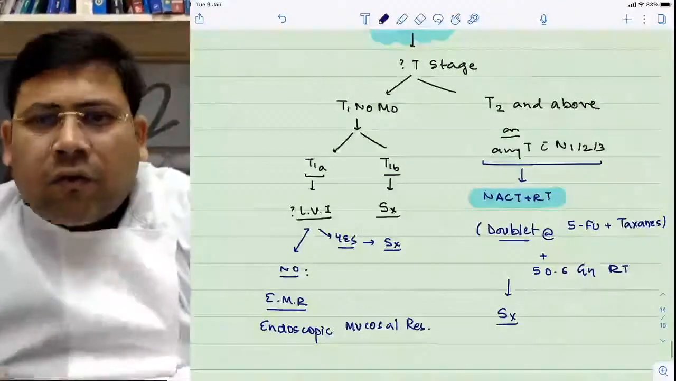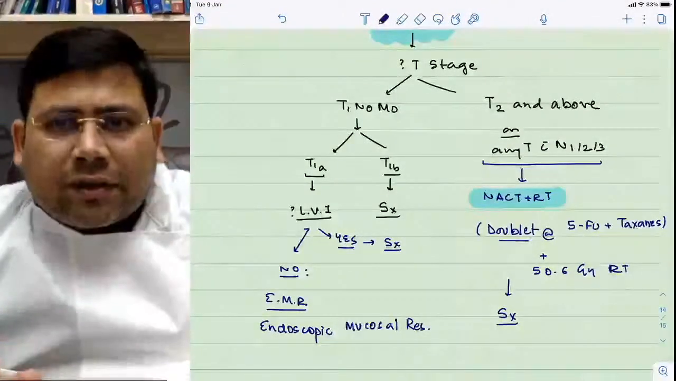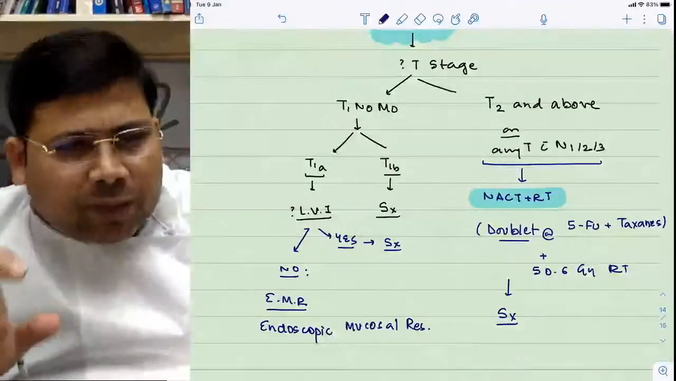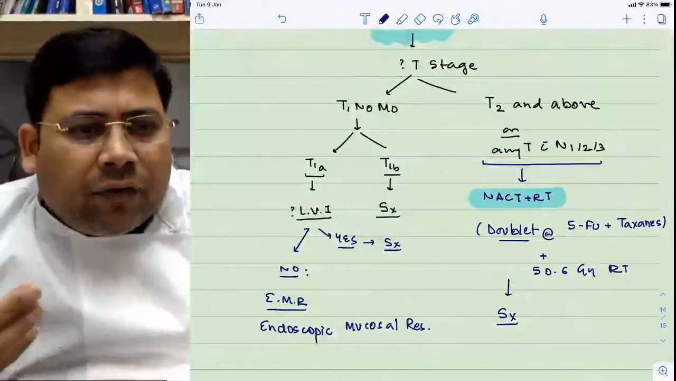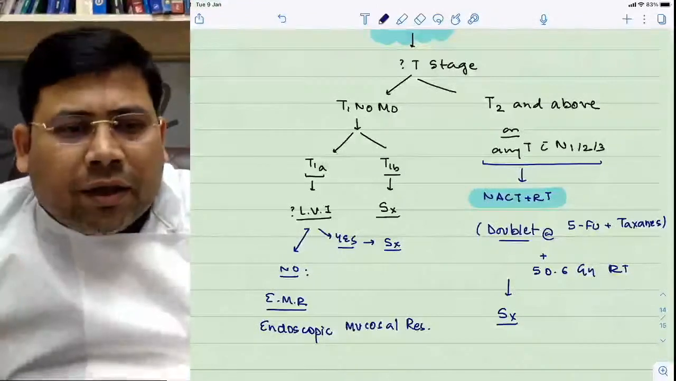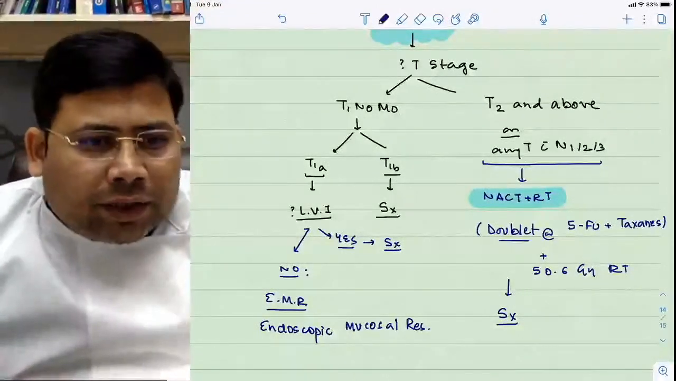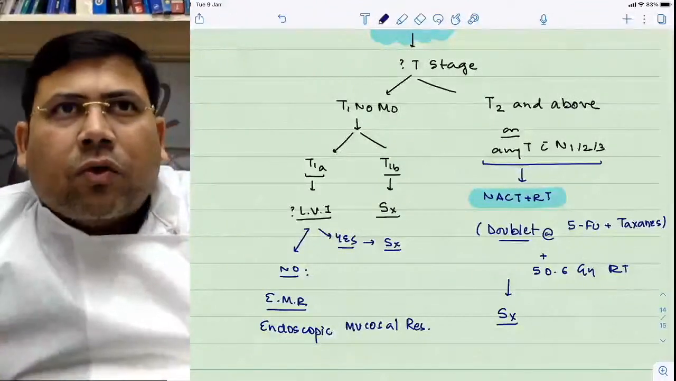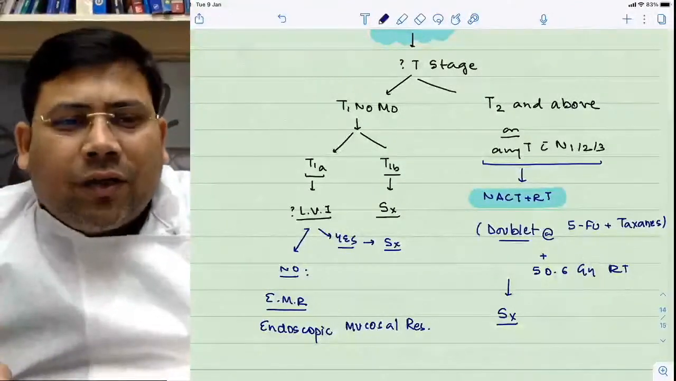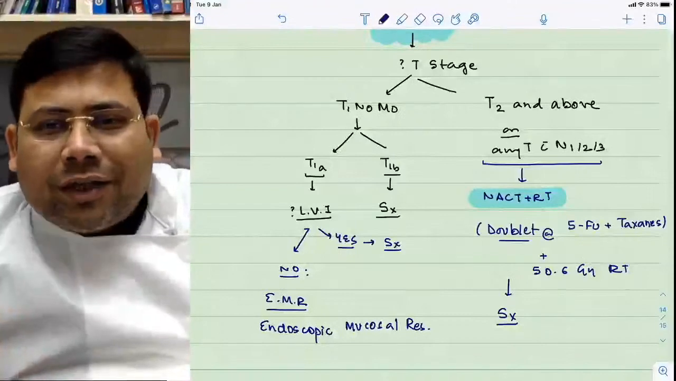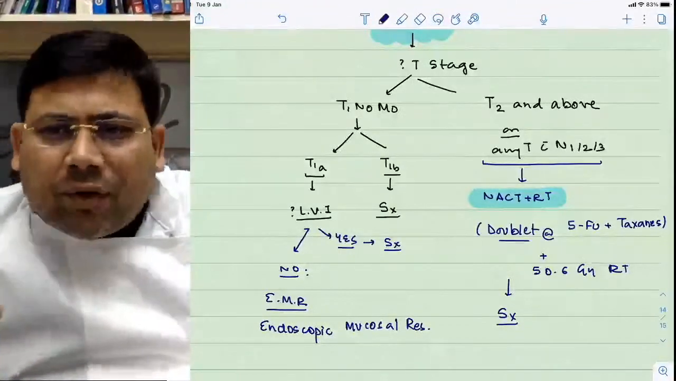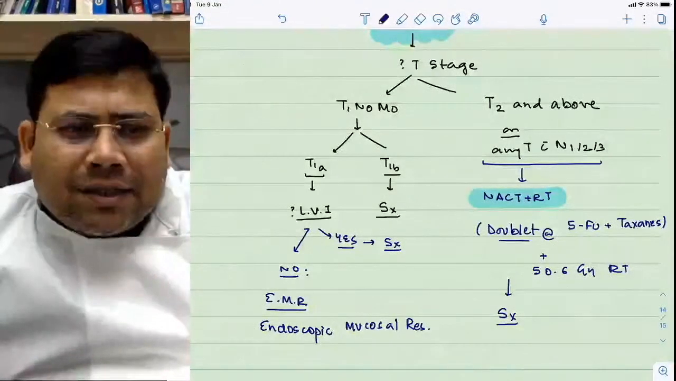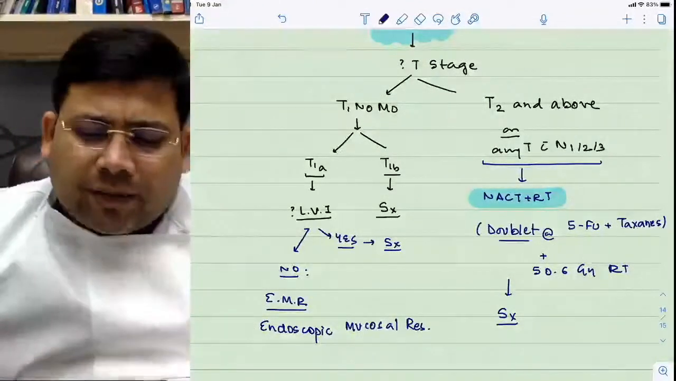So this is how we approach a CA esophagus: T2 and above, or any T with N1, N2, N3. I hope this much part is clear, and then I will go for the next. There are a lot of regimens. If you talk to a medical oncologist, he will tell you about new drugs, 15, 20, 30 drugs. But I am telling you about the most popular ones, 5-fluorouracil and taxanes. I hope this much part is clear.